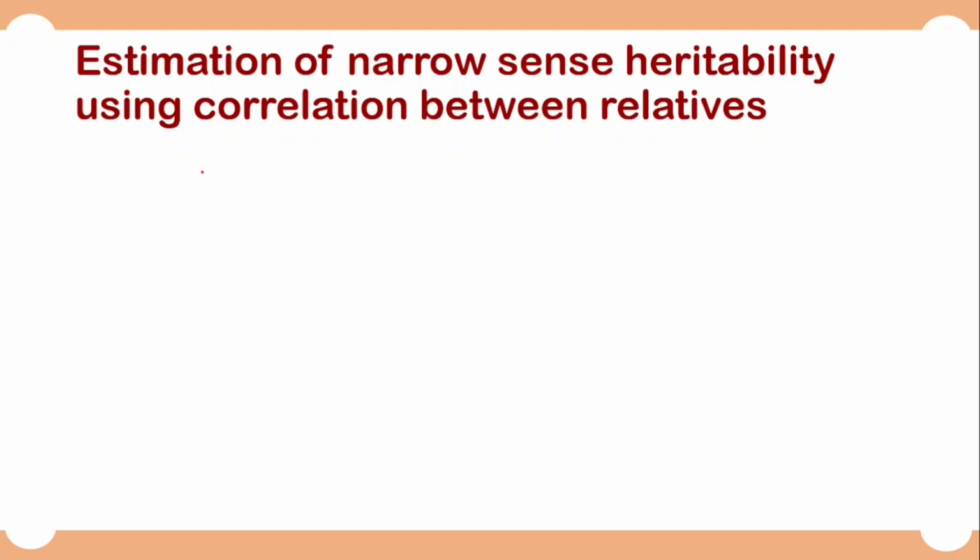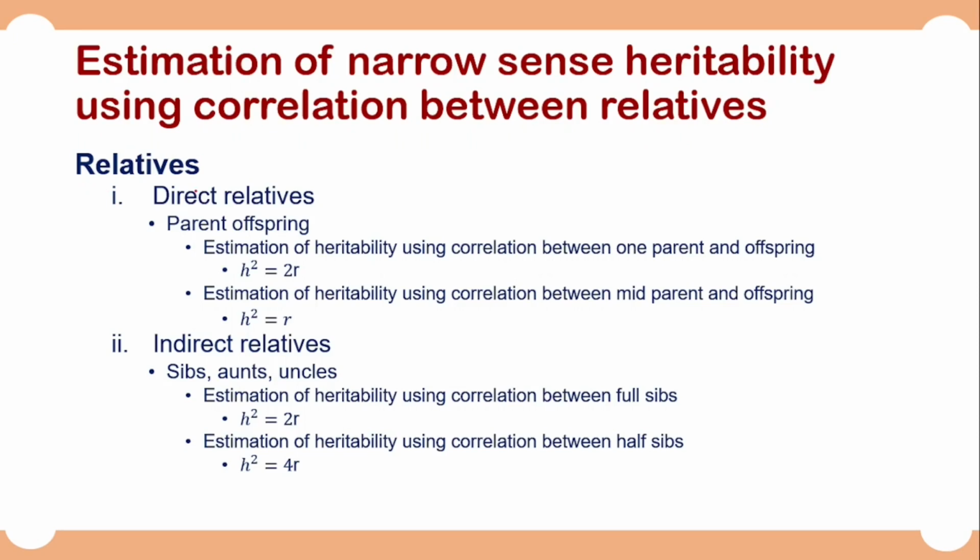Before actually estimating heritability using this method, I would like to give you an overview about this method. First I will talk about the relatives. Relatives can be divided into two categories. The first type of relatives are known as direct relatives and the second type of relatives are known as indirect relatives. Parent and offspring are known as direct relatives. They are called so because offspring directly receive genes from the parents. So that's why they are known as direct relatives.